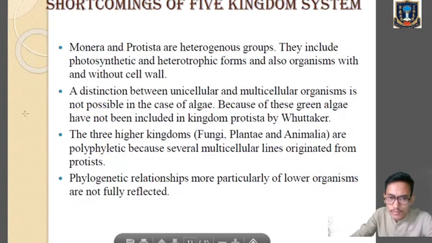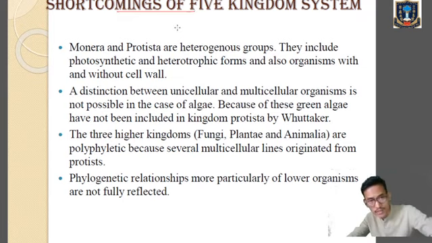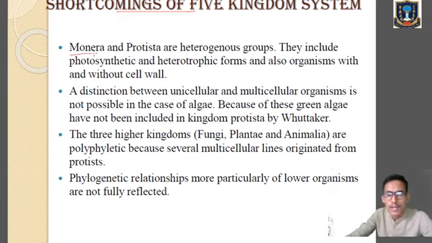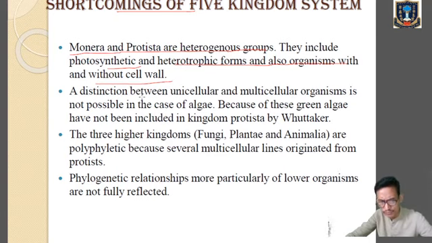But what are the shortcomings or the disadvantages of the five kingdom system of classification? Number one, Monera and Protista are heterogeneous groups, they are not similar, but they include photosynthetic and heterotrophic forms, and also organisms with and without cell wall. So this is one of the shortcomings of five kingdom system. Number two, a distinction between unicellular and multicellular organisms is not possible in the case of algae.